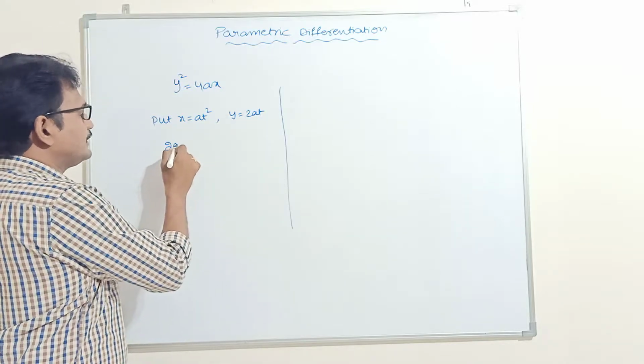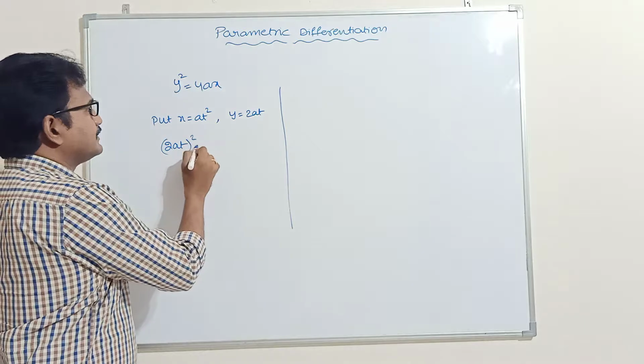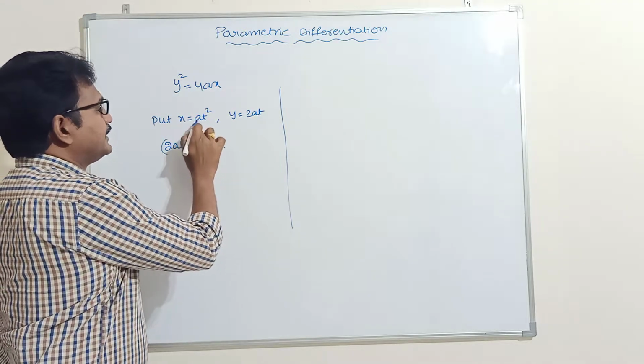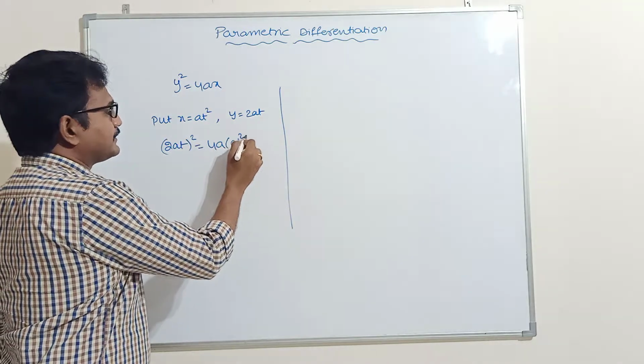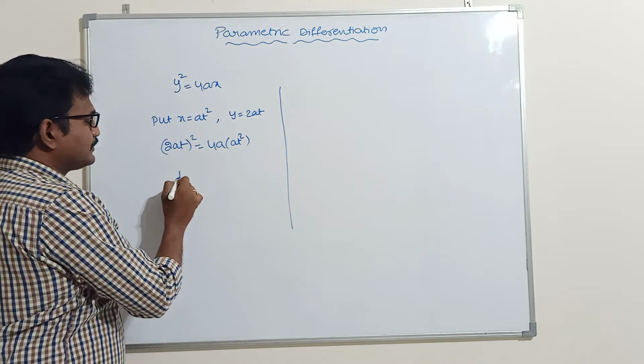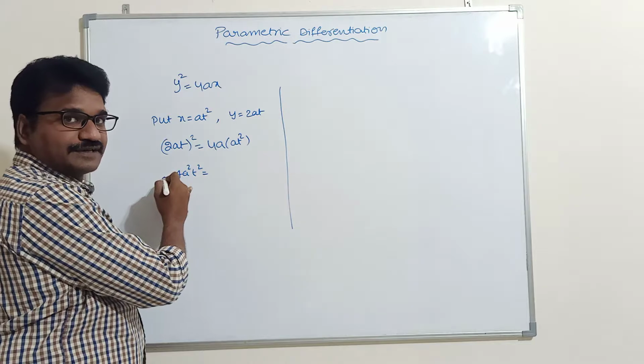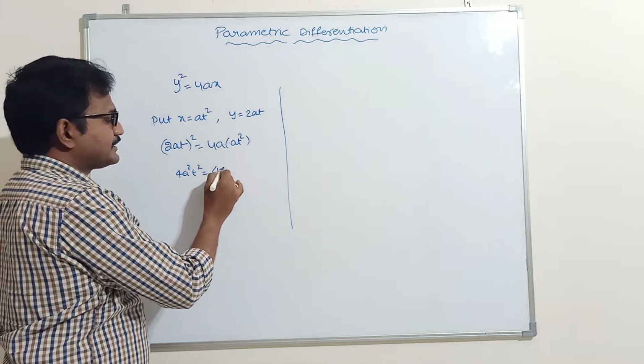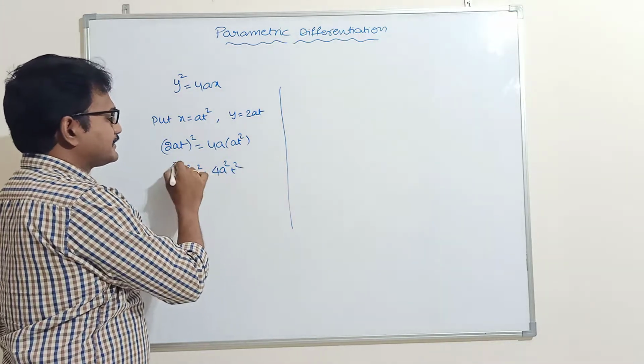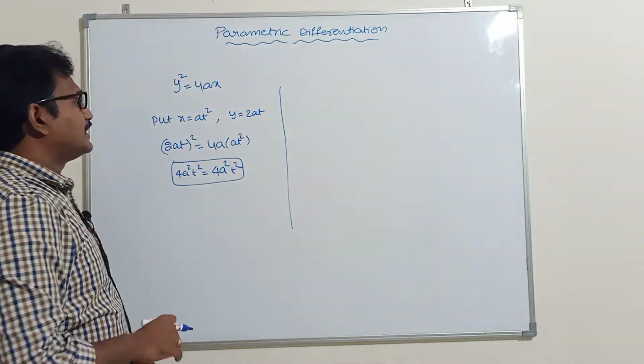what will happen in the parabola equation? y square means (2at) whole square is equal to 4a into x, which is at square. So (2at) whole square means 4a square t square. On the left hand side we got 4a square t square. Similarly, the right hand side also gives 4a square t square. So LHS is equal to RHS.